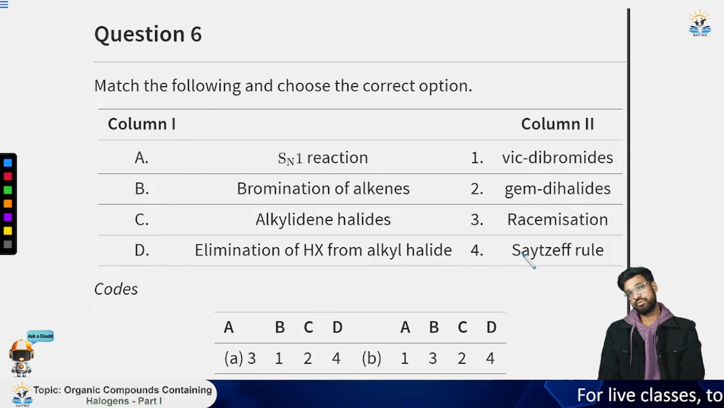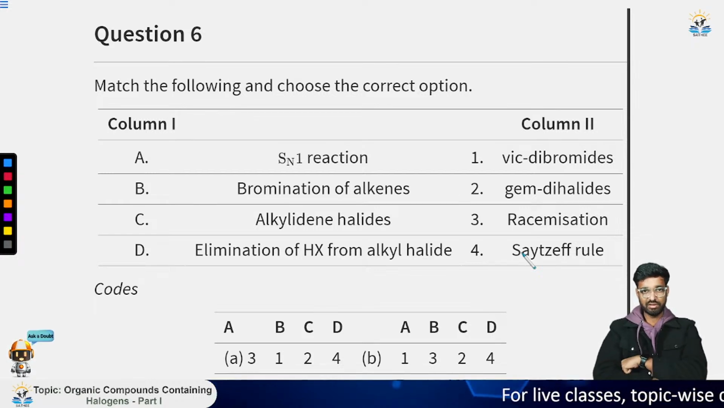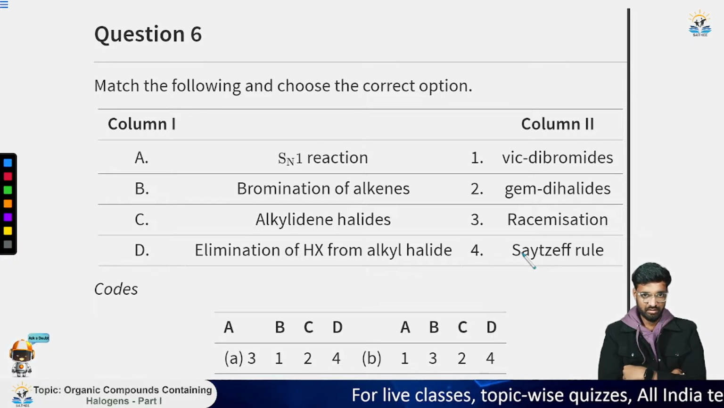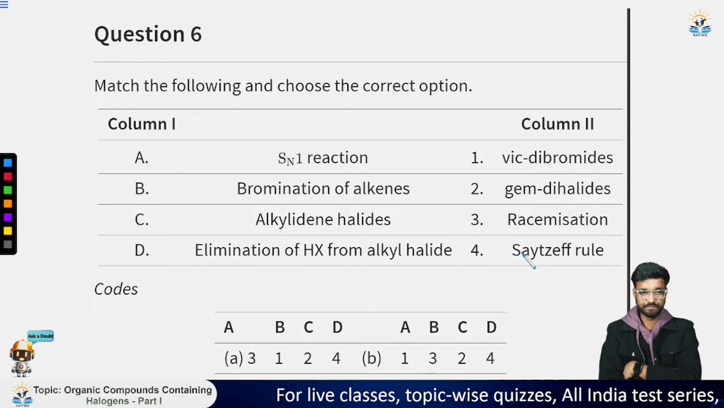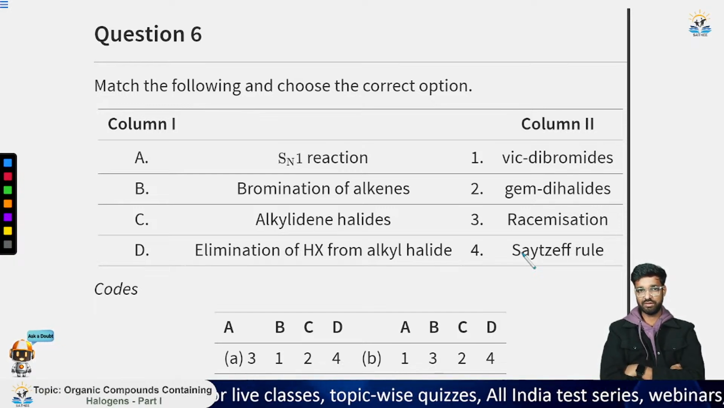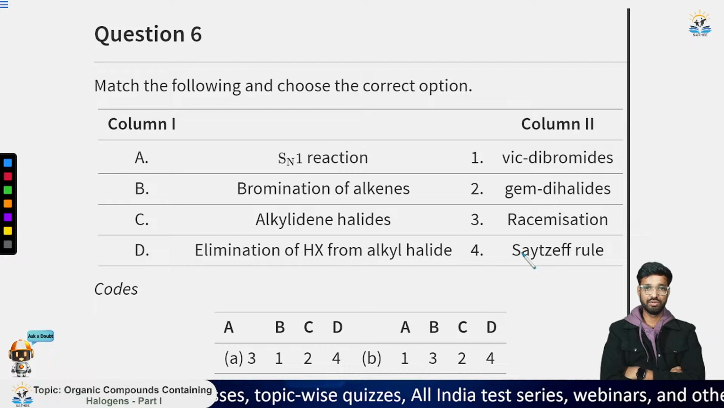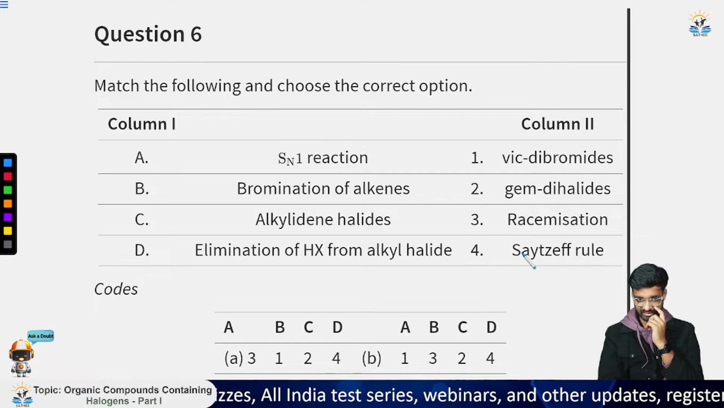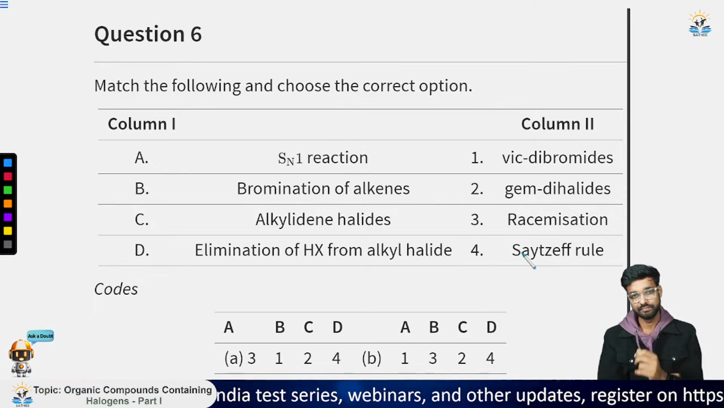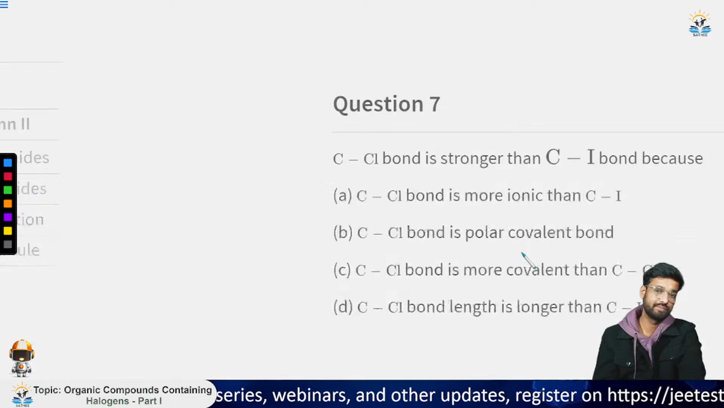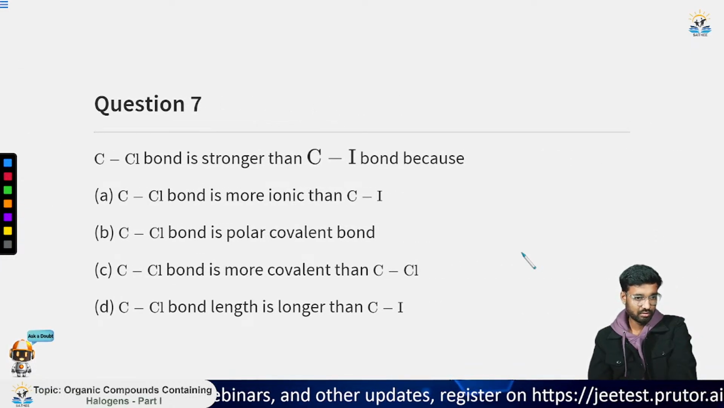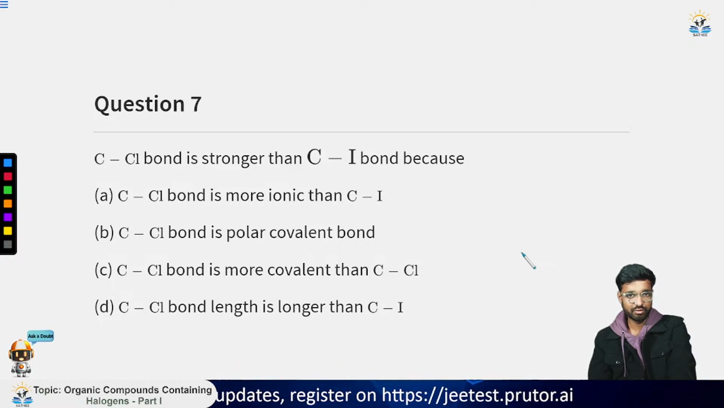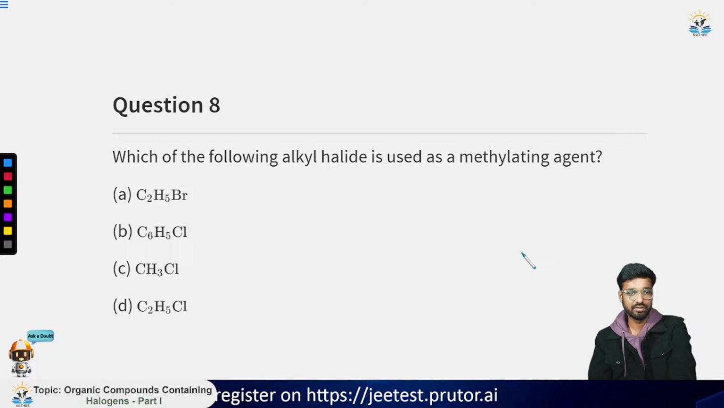Now here are some questions. You should do it by yourself. I'm just scrolling them one by one. So by the following, choose the option. We know SN1 represents two-step and gives racemization, so it is true. Now bromination of alkene and alkyne, diene halides, elimination of HX from alkyl halide. Okay, so we can match this using this table. Now we have to see why C-Cl is stronger than C-I. Okay, so these are the reasons: more ionic, polar covalent, more covalent, or bond length is stronger.